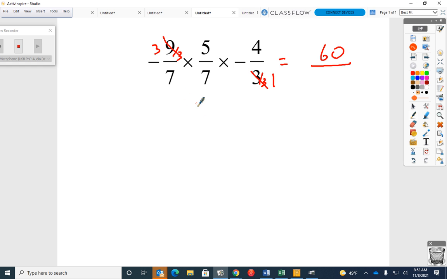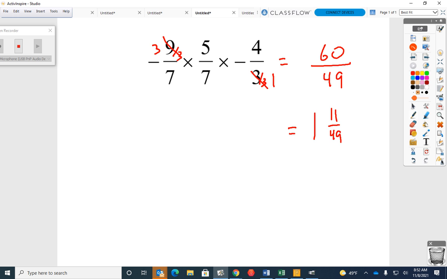Down here on the bottom, what do I have? 7 times 7. 49. 49 times 1? 49. I'm almost done. What's wrong with this answer? It's improper. Okay, how many 49s go into 60? 1. What's left over? 11 over 49. Okay. You guys tried this one.